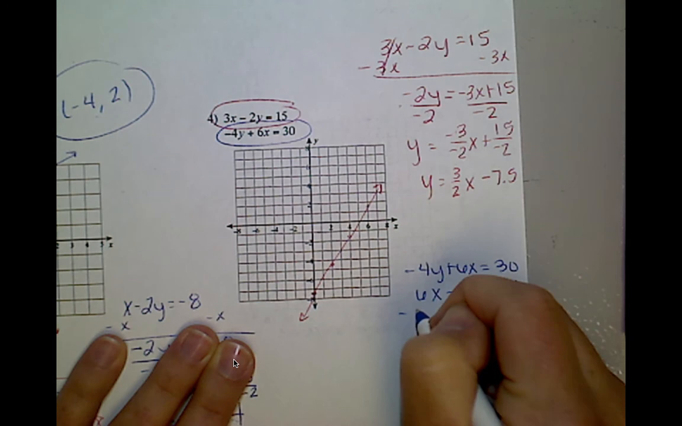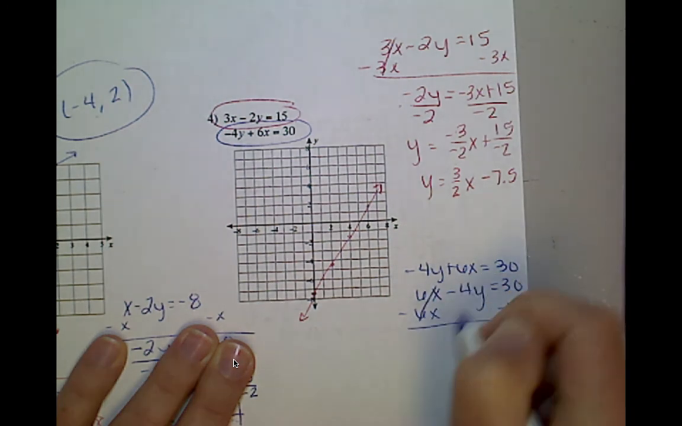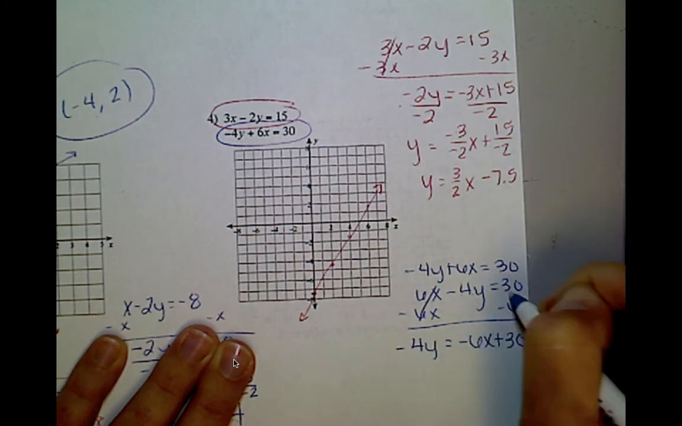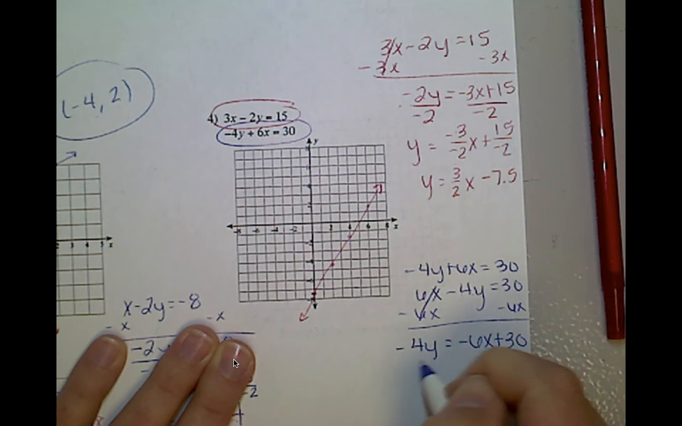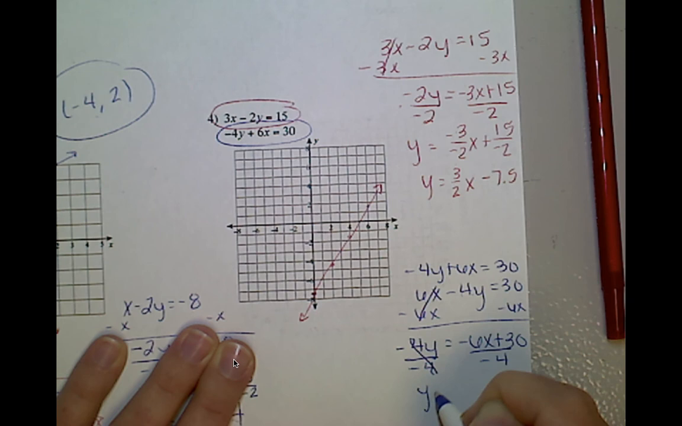And now we do the same thing that we always do. Subtract 6x from both sides. That cancels. Don't forget your negative. So -4y equals -6x plus 30 because those two pieces are not like terms. We're going to divide both sides by -4 to undo that multiplication. And we got some rocket science we got to do now.